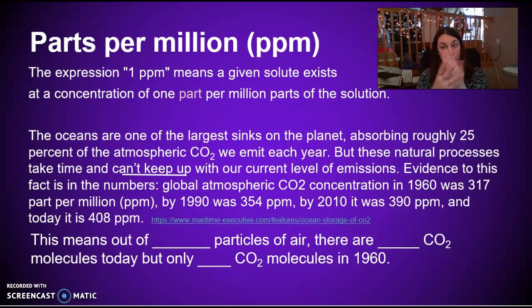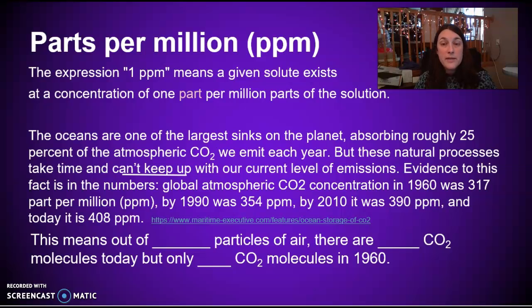The oceans are one of the largest sinks on the planet. So when we think of a sink, we think of where we wash our hands. But in earth science class, a sink is basically where something settles down and then it sits there. So the oceans are one of the largest sinks on the planet, absorbing roughly 25% of the atmospheric carbon dioxide we emit each year. But these natural processes take time and can't keep up with our current level of carbon dioxide emissions. Evidence to this fact is in the numbers.